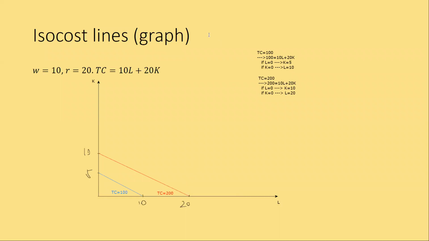All right, and let me just draw a third one real quick. So let's say we draw a third one, that is TC equals 300. And I'm going to skip some steps. I know that if L equals 0, K equals 15, and if K equals 0, L equals 30. So for this third iso-cost line, it is going to intersect this point and this point, and we can connect it.